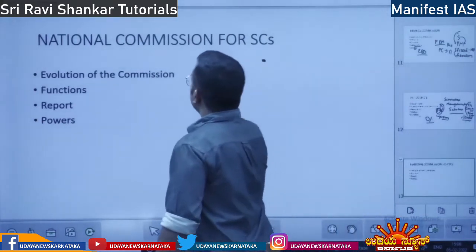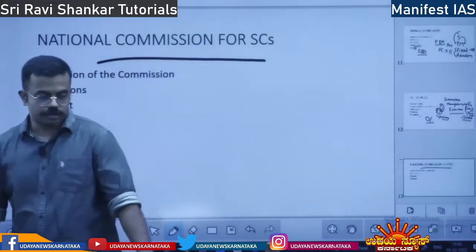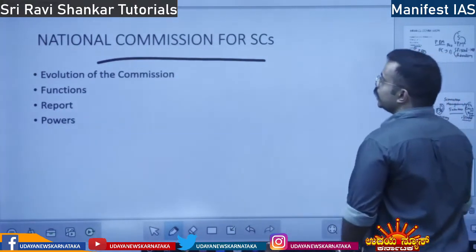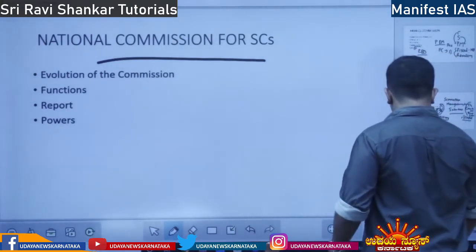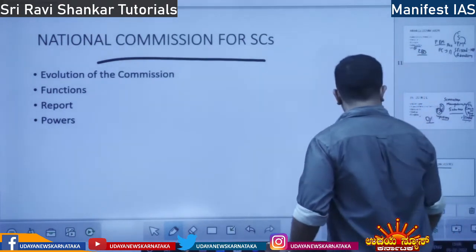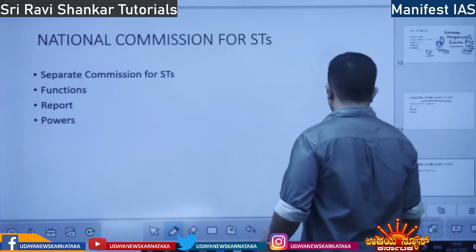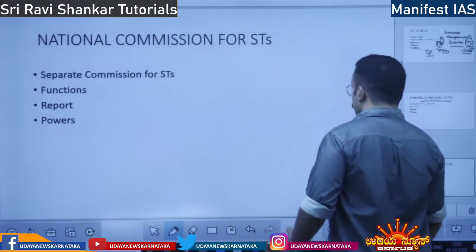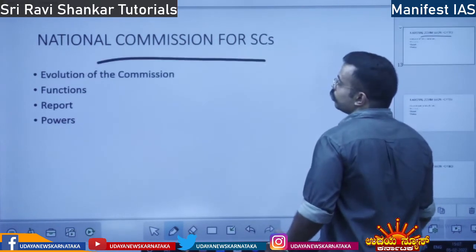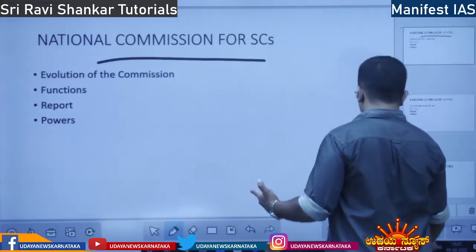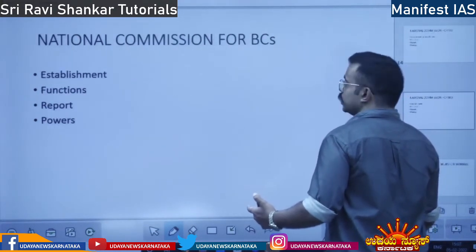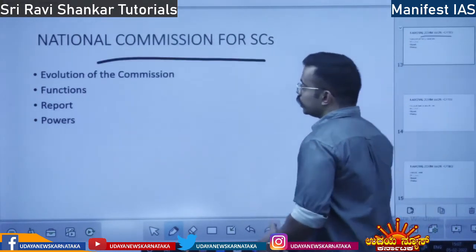Next, we will talk about National Commission of SCs. So there are 3 chapters. All these 3 chapters I will combine because there is a paucity of time. By tomorrow we have to complete the entire polity. So National Commission of SCs, National Commission of STs, and National Commission of Backward Classes. All these chapters have a similar template. I am going to combine all these 3 chapters and tell them together.